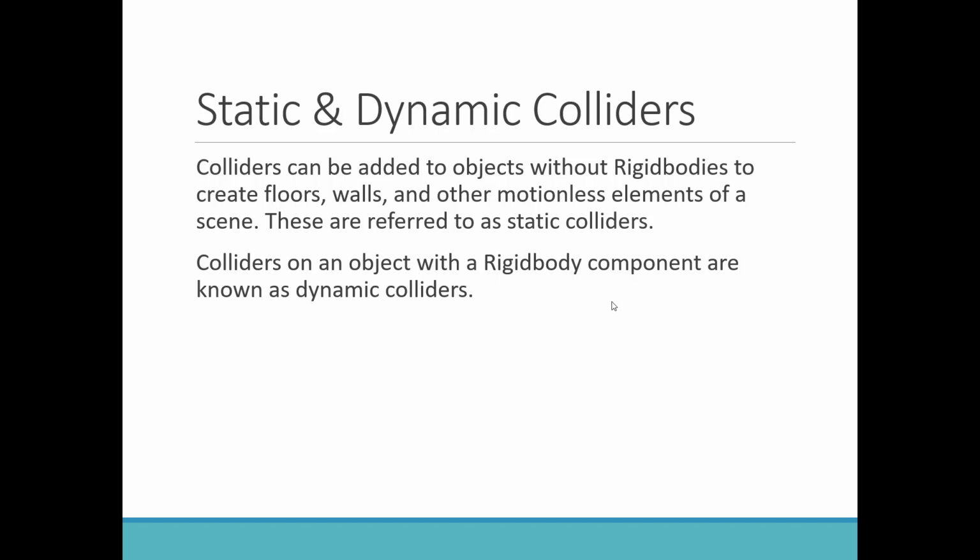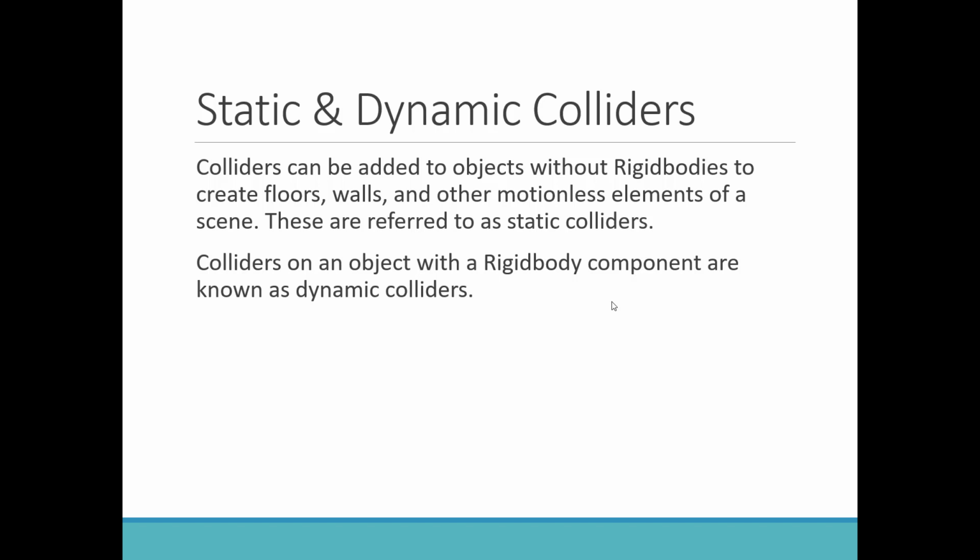Like if you have floors or walls, they don't really have to have any physics forces applied to them. So anything that's motionless in your scene, you can just put some colliders on them and not add any rigid bodies. They will be considered your static colliders. They will not respond to physics forces in any way. If you have a collider on an object that already has a rigid body component, or that you're going to have a rigid body component on, then those are going to be considered your dynamic colliders.